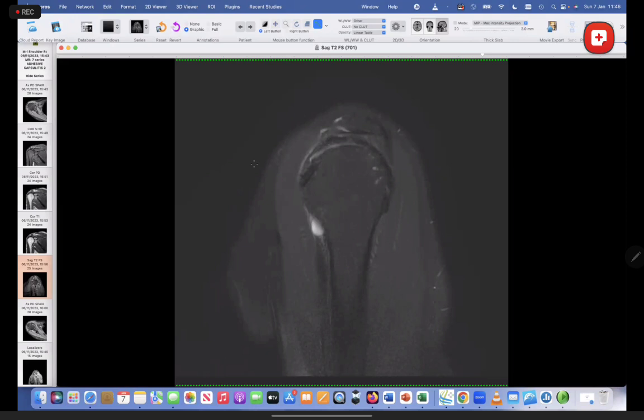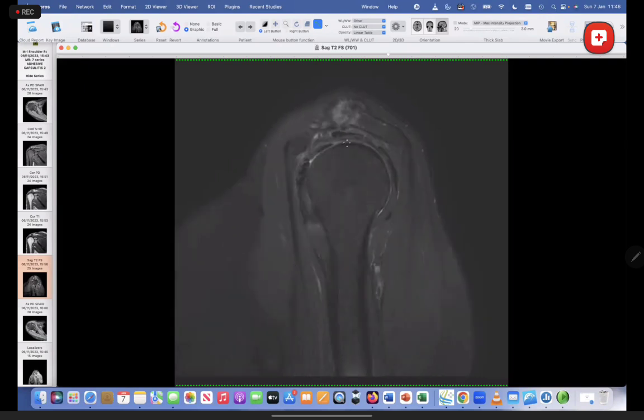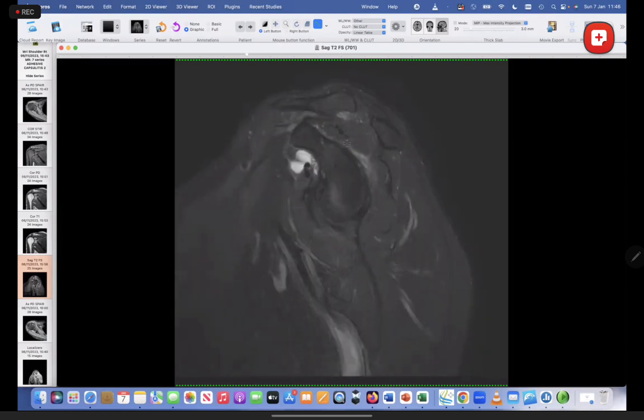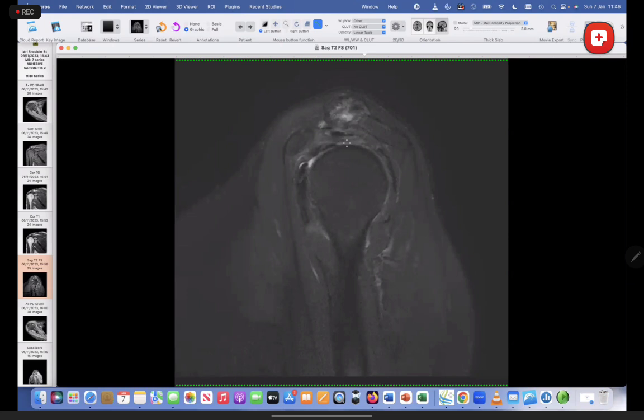If it's present on one, chances are that it's not a tear. So again, you can see this is nice and normal, nice and black. So this tells me that the supraspinatus tendon is normal. I also look above the supraspinatus muscle and tendon.